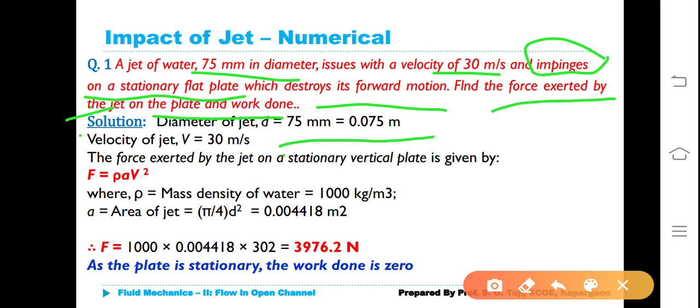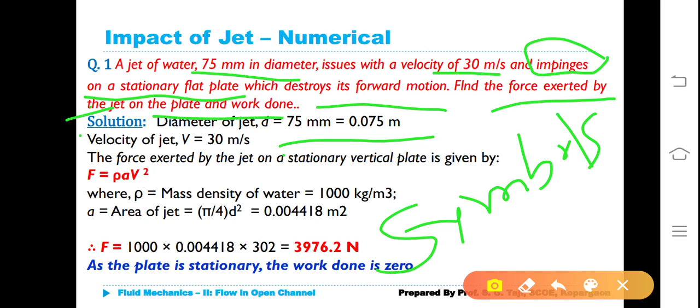Diameter of jet D is equal to 75 millimeter. Convert into meter. Very carefully, first of all, convert and write down the data in terms of symbols, and convert into one single unit, that is meter. Velocity of jet V is equal to 30 meters per second. Therefore, the force exerted by the jet on a stationary vertical plate is given by F is equal to rho a V squared. Direct substitution. Where rho is the mass density of water, which is not given. You have to assume it. You have to remember 1000 kg per meter cube. Don't forget.